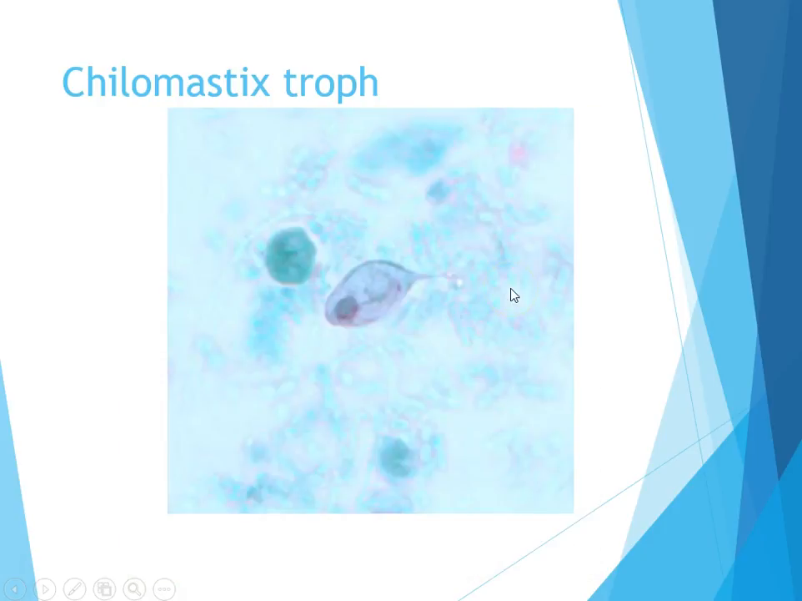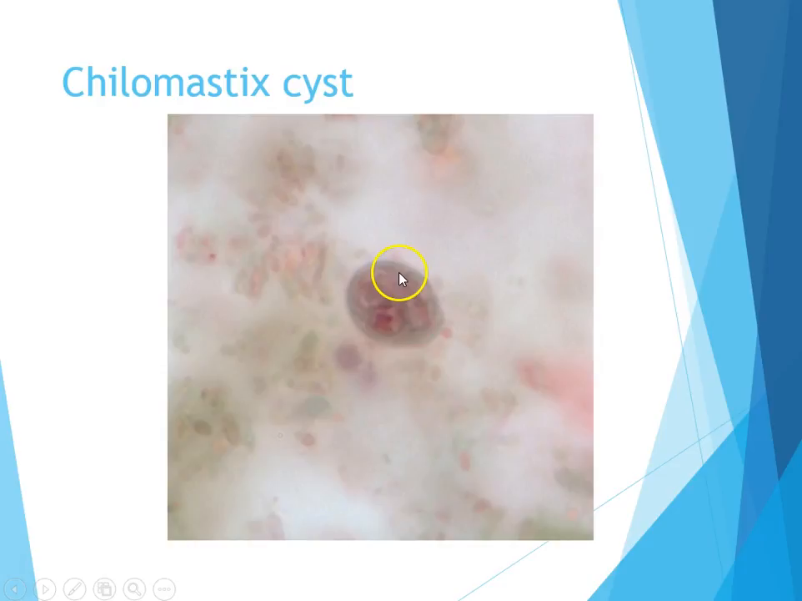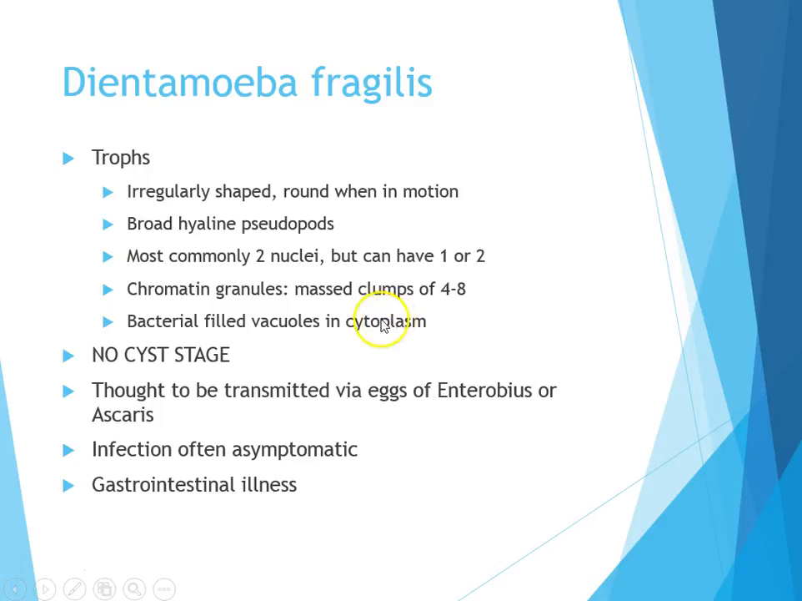Can't really see anything on there. Okay, this is the nucleus up at the top. It has a typical spiral groove right here. The cyst is easier to identify. It has a knob on one end. This is the hyaline knob. It has a large karyosome. Okay, and also Chilomastix is not considered a pathogen.